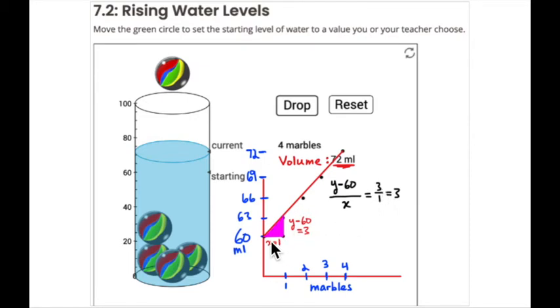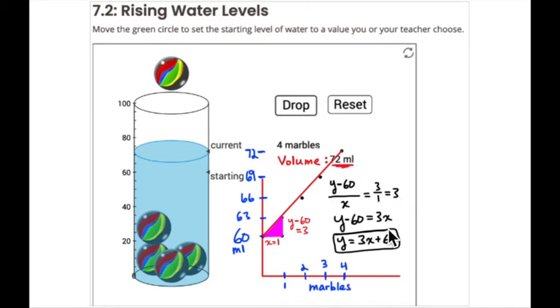The x, the change in x, because this is right against the y-axis, you don't have to subtract or add anything. It's just the value of x. So y minus 60 compared to x is equal to 1. X is equal to 1. So 3 divided by 1 is 3.